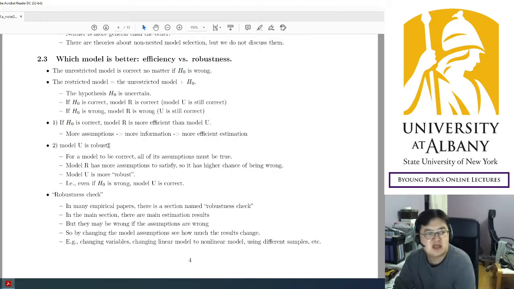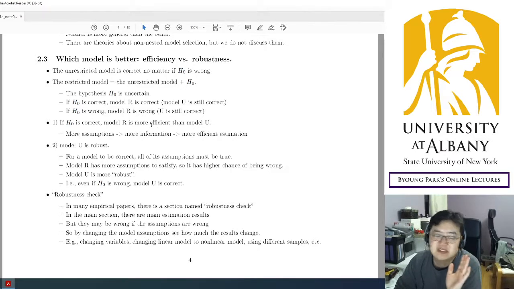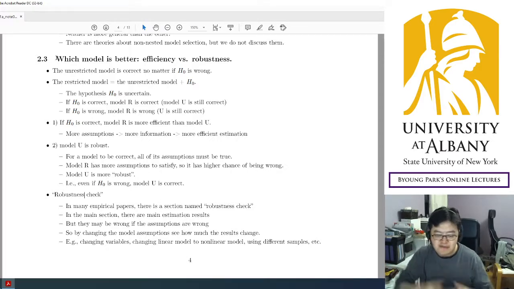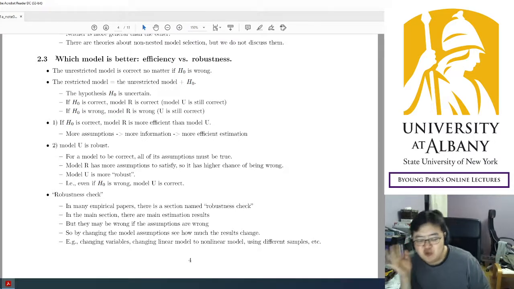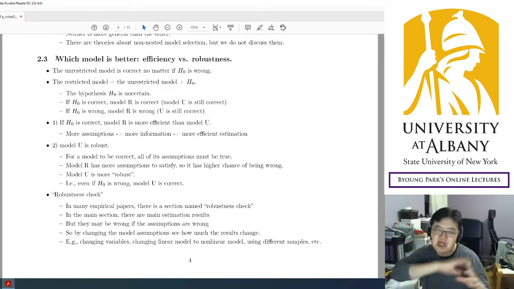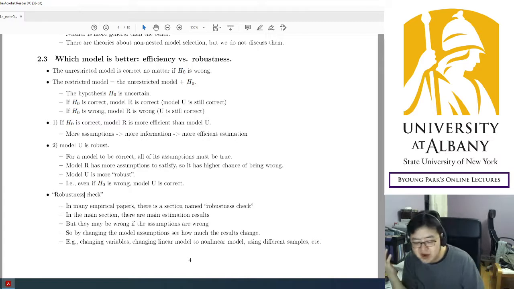So the robustness, and you must be familiar with efficiency now, but you are going to hear a lot about robustness. So many empirical studies consider a robustness check. That means if you have an estimation result, then what you should worry about is that you must have used many assumptions. Now you need to worry about whether those assumptions are correct or not. If any of the assumptions is wrong, then your result is wrong.